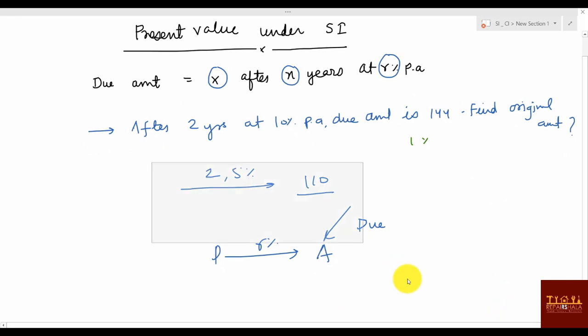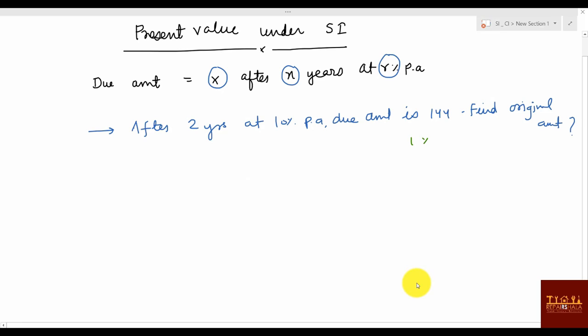Now we'll talk about the same thing under compound interest. Before going further, we can do one more thing. You are getting 120 as an answer, right? Or you can say that your present value is 144 divided by the multiplying factor equivalent.